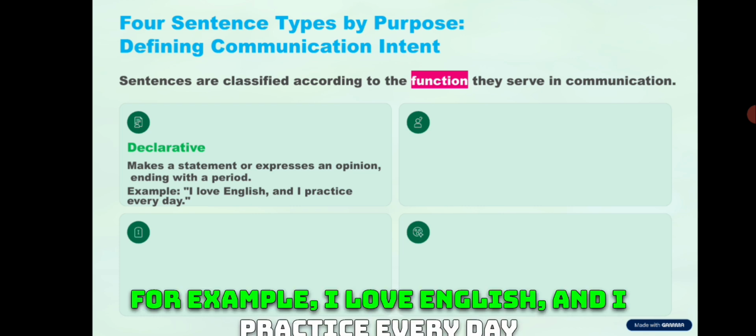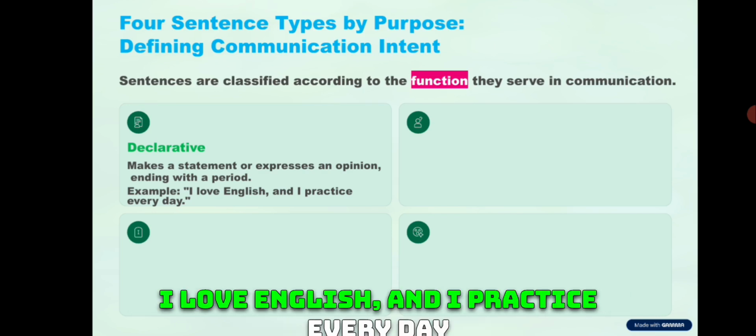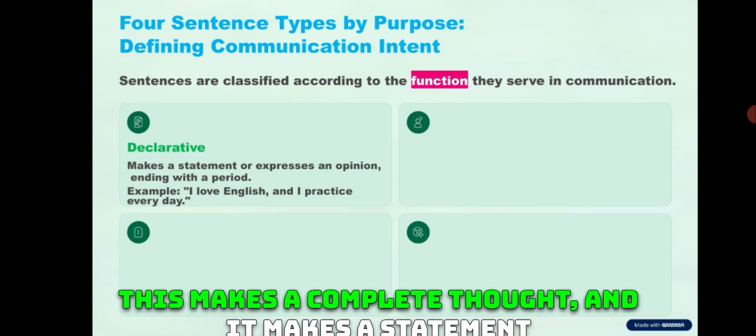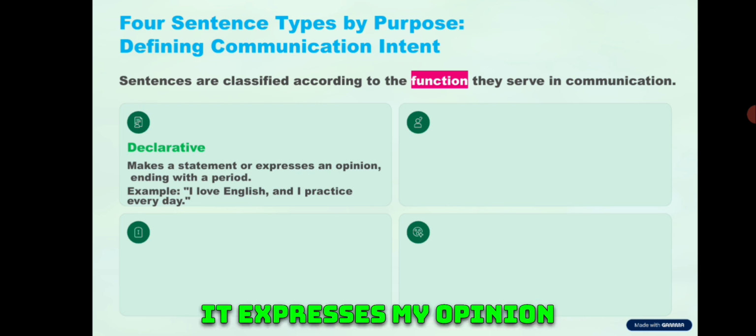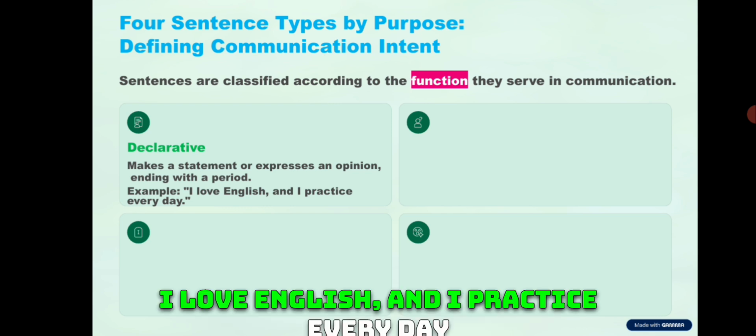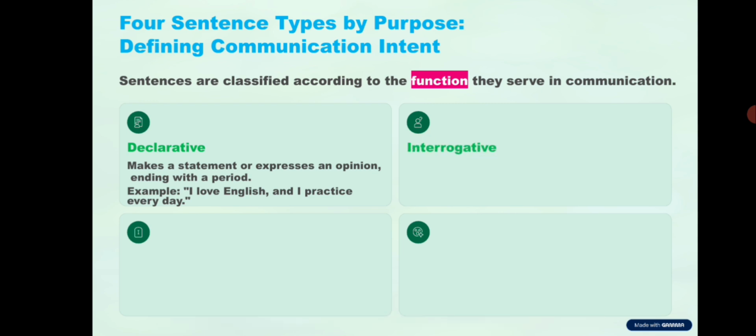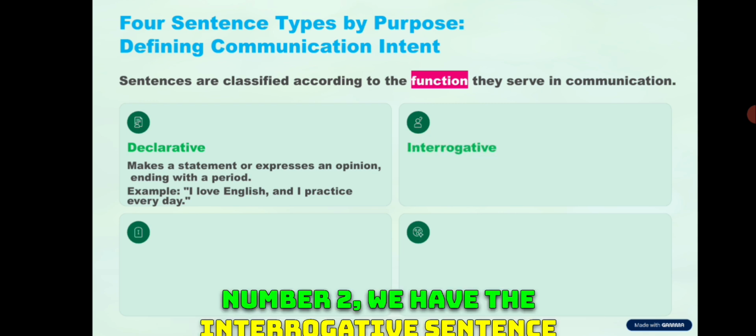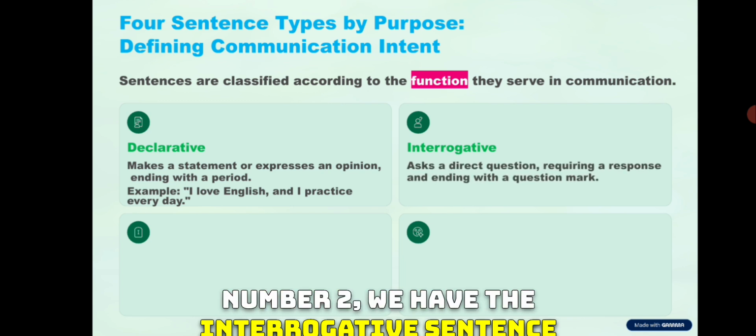For example, I love English and I practice every day. This makes a complete thought and it makes a statement. It expresses my opinion. I love English and I practice every day. That's a declarative sentence. Number two, we have the interrogative sentence.